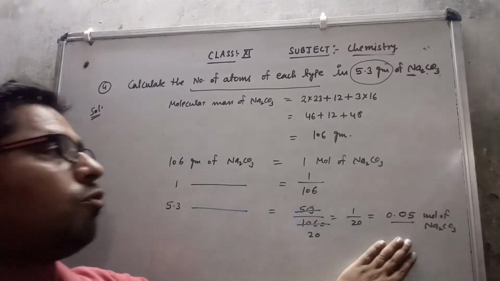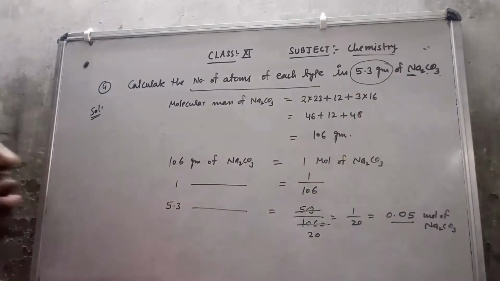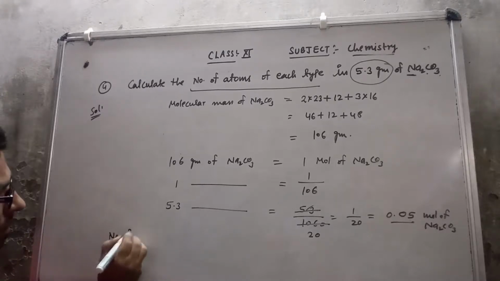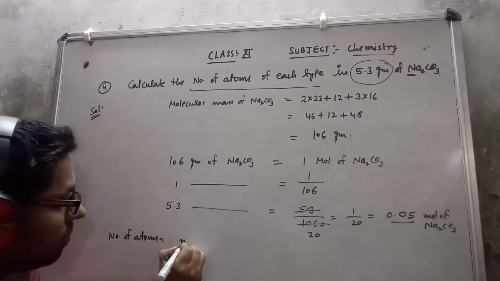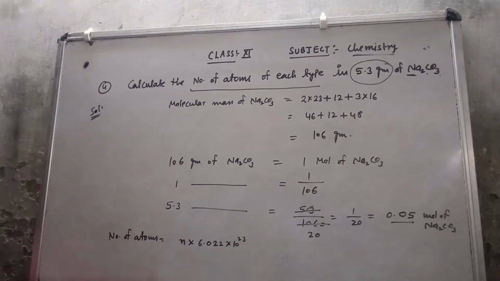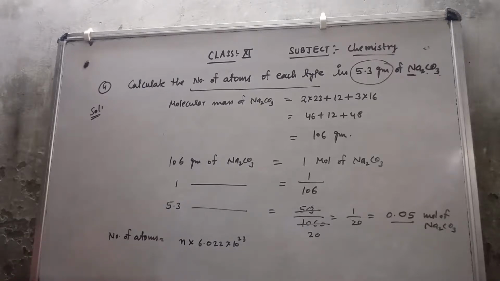It means I want to find out the number of sodium atoms in 0.05 mole of Na2CO3. So if I want to find the number of atoms, the formula I know is: number of atoms equals what? Mole multiply Avogadro number, 6.022 into 10 raised to the power 23. This is how many moles into Avogadro number. So that is the number of atoms of sodium that I want to find.